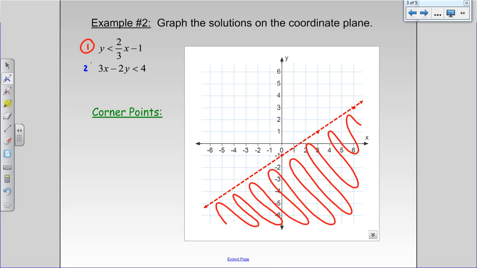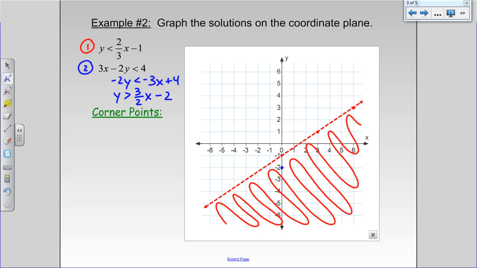Turning to inequality number 2, we can solve this inequality for y by first subtracting 3x on both sides, and then dividing both sides by -2, remembering to reverse the direction of the inequality symbol because we divided both sides of the inequality by a negative number. So our boundary line is y equals 3 over 2x minus 2.